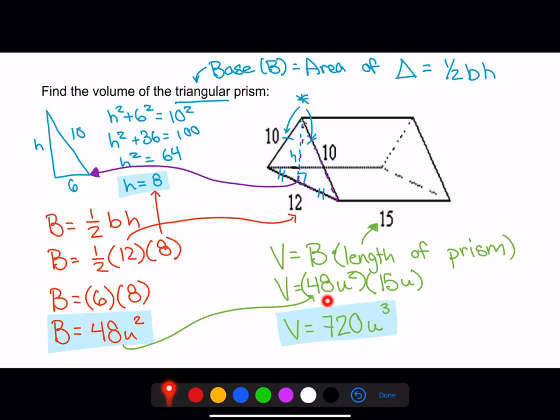So we have it right here. Big B, which is 48 units squared, times the length of our prism, which is 15 units. That's where this U is coming from. It's units. If I multiply this, 48 times 15 will give me 720. U squared times U to the first power will give me U cubed. So now I have volume is equal to 720 units cubed. And that's our final answer for the volume of this triangular prism here.